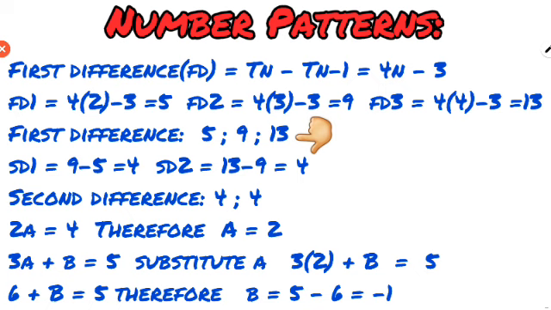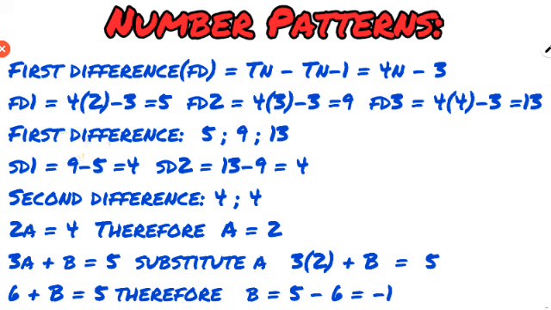You can go as far as you want, but usually if you can get the first 3 terms, that's going to help you get the second difference, and that's about all you need. So how do we get the second difference? To get SD1, we are simply going to take FD2 and minus FD1. FD2 is 9, FD1 is 5. So 9 minus 5 is equals to 4.